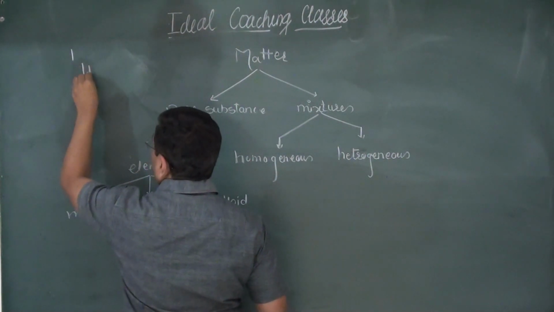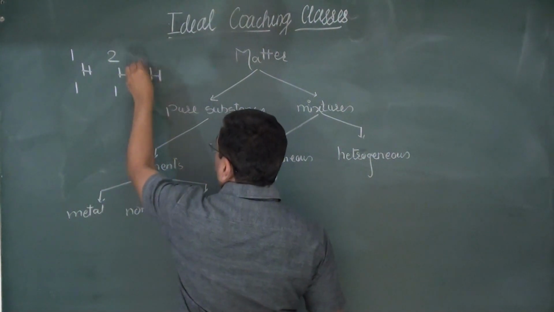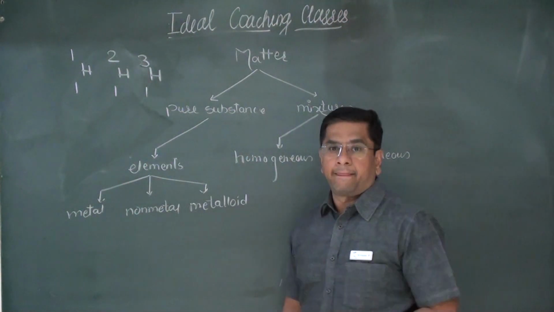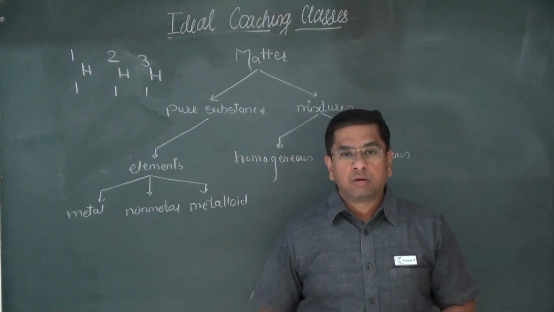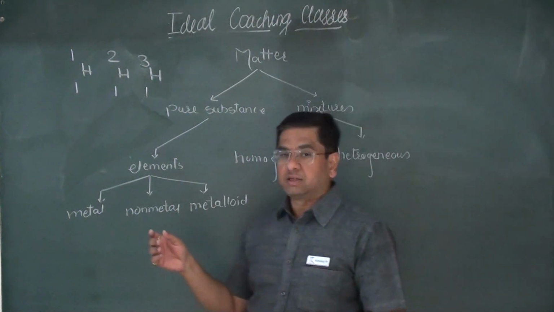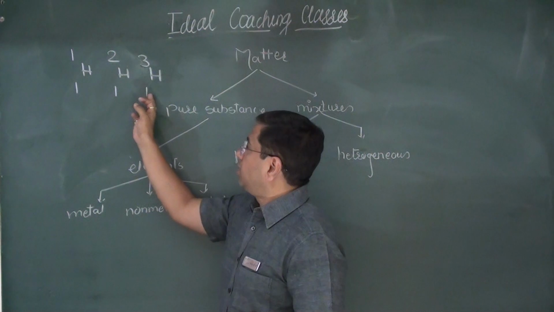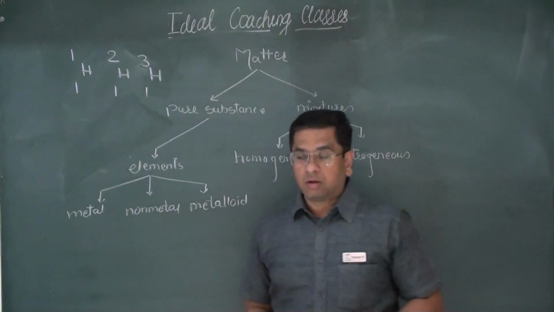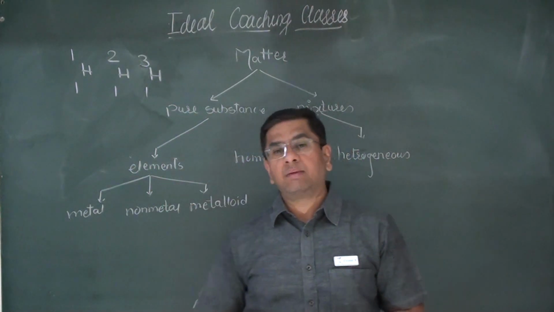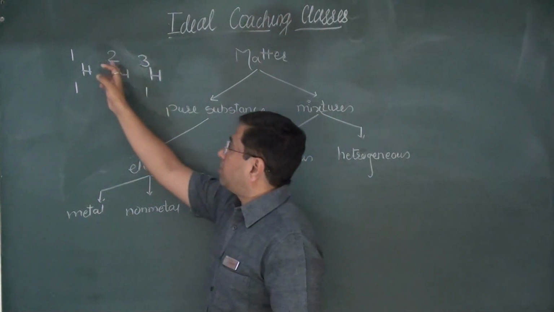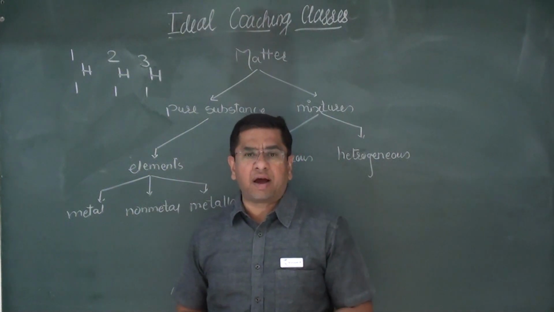This is 1H1, 2H1, and 3H1. These are the isotopes of hydrogen, because isotopes are defined as, the isotope of the same element is defined as the element with the same atomic number but different atomic mass numbers. 1, 1 and 1. It has the same atomic number but different atomic mass number. So this is isotope. Then we saw the example of isobar.